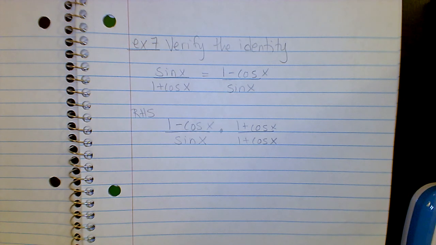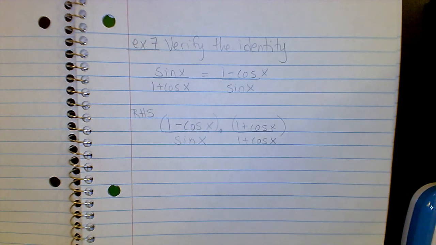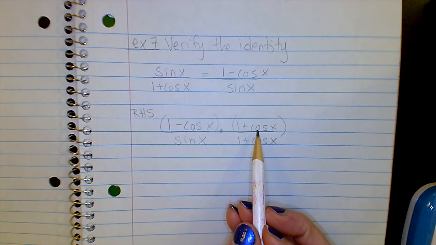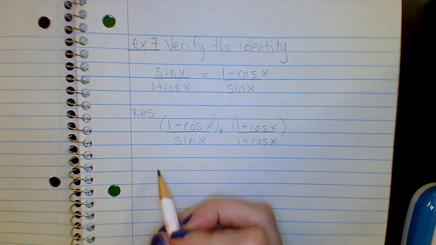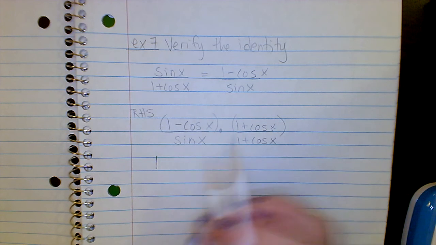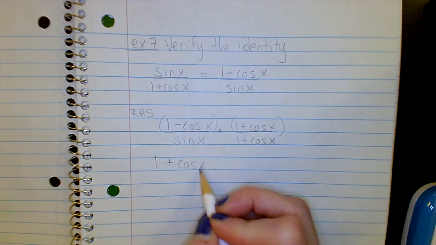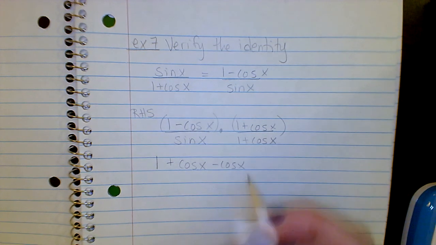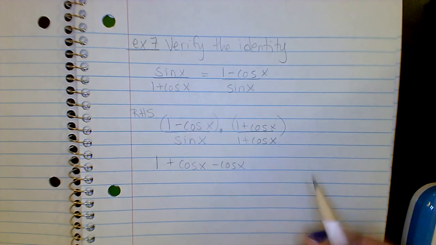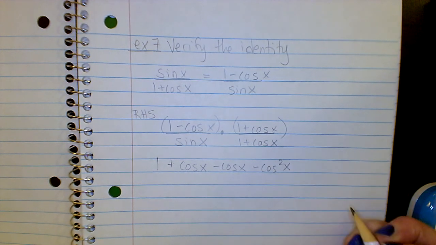Now, what's the perk of doing that? Well, let me show you. So I now have two terms to multiply on the top. So we're going to have to distribute all that out. So that's going to be 1 times 1, and then 1 times cosine x, negative cosine x times 1, negative cosine x times positive cosine x.